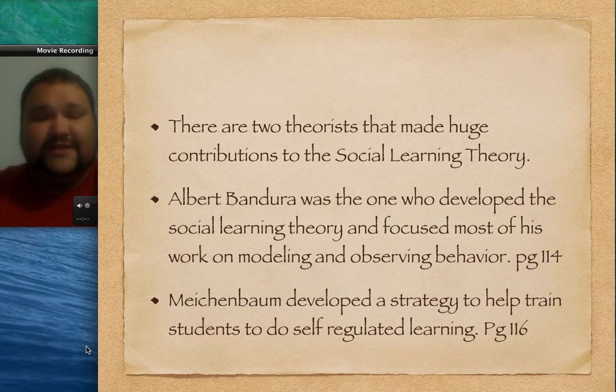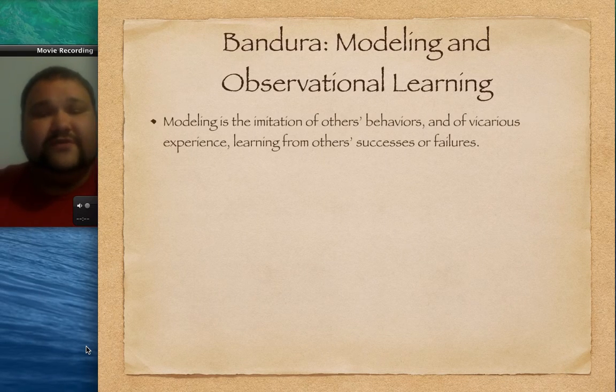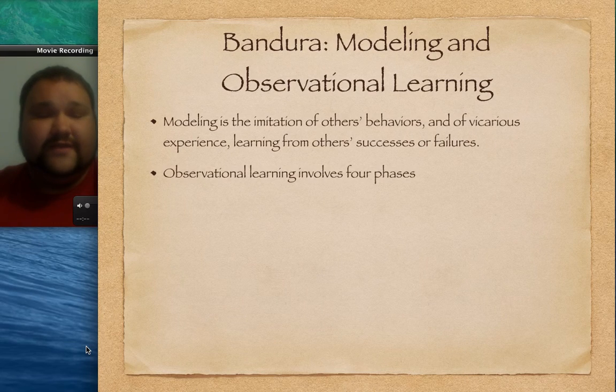Baum developed the strategies to help train students to do self-regulating learning. Bandura's modeling and observational learning. Modeling is imitation of others' behavior and various experiences, learning from others' successes or failures. Observational learning involves four phases: attentional, retention, reproduction, and motivational.